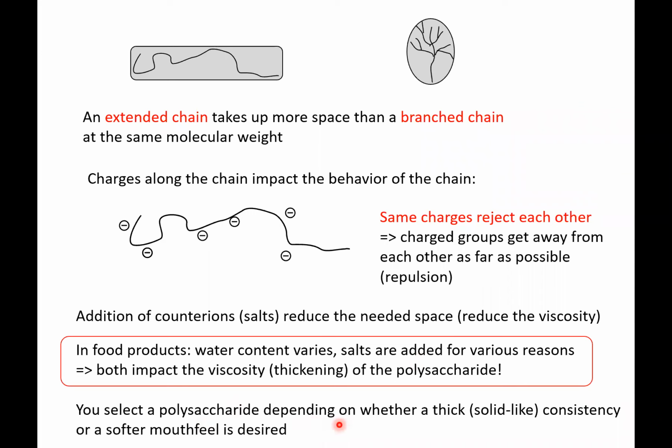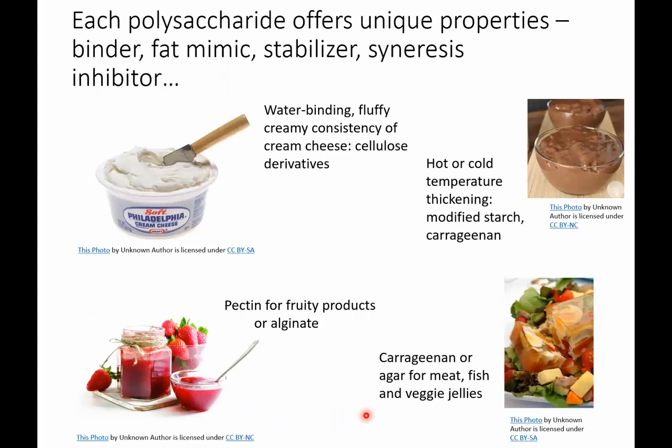Now you select a polysaccharide or a mixture of polysaccharides depending on what you want in the end product. Do you want a more solid-like consistency or do you want a softer gel? And so we have so many possibilities. For example, cellulose derivatives do well in cream cheese. They give this soft gel-like consistency and this creamy consistency, maybe without a whole lot of cream.